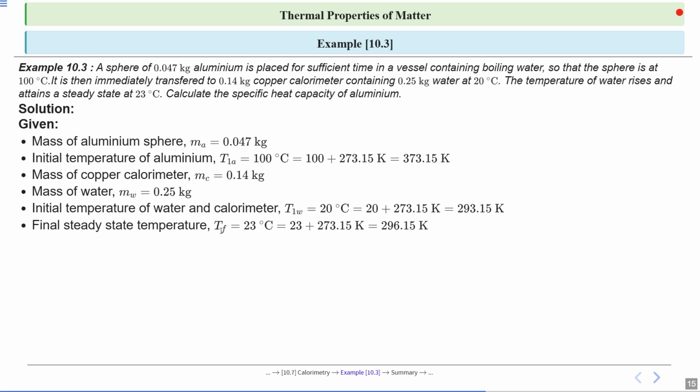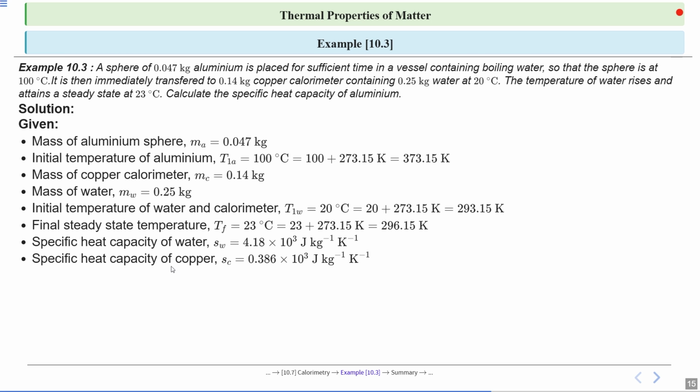Final steady state temperature is 23 degrees Celsius. Now we need to convert to Kelvin by adding 273.15, so it will be 296.15 Kelvin. All right. And the specific heat capacity of water is 4.18 times 10 raised to the power 3 joule per kg per Kelvin. And the specific heat capacity of copper is 0.386 times 10 raised to the power 3 joule per kg per Kelvin. So to solve this question, here we will use the principle of calorimetry: the amount of heat gained is equal to the amount of heat lost.